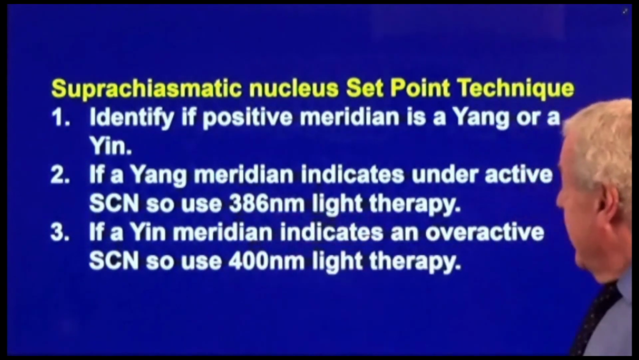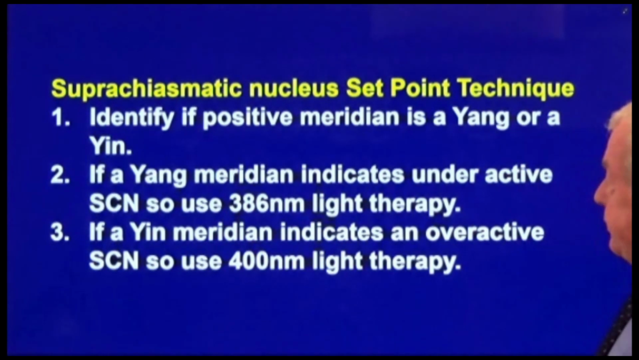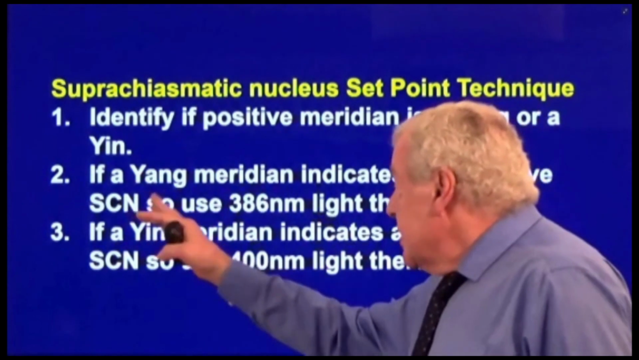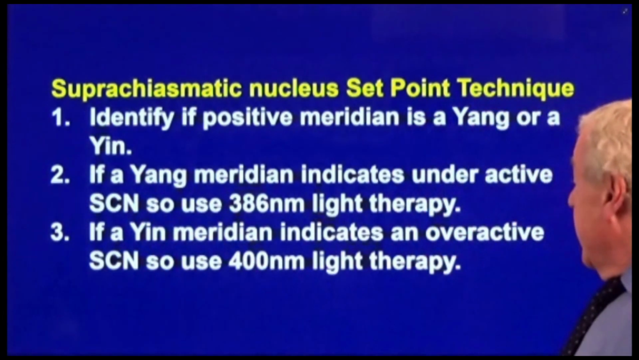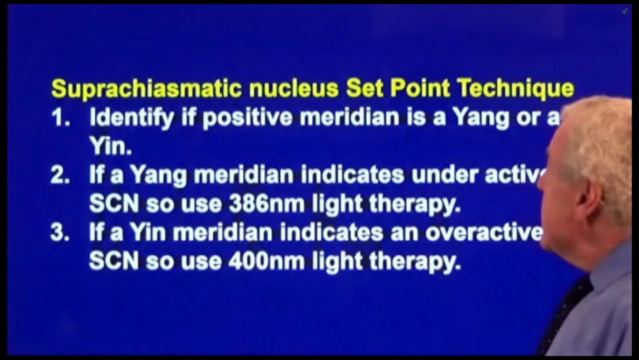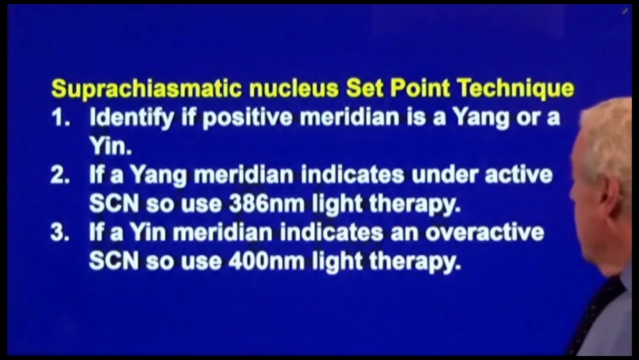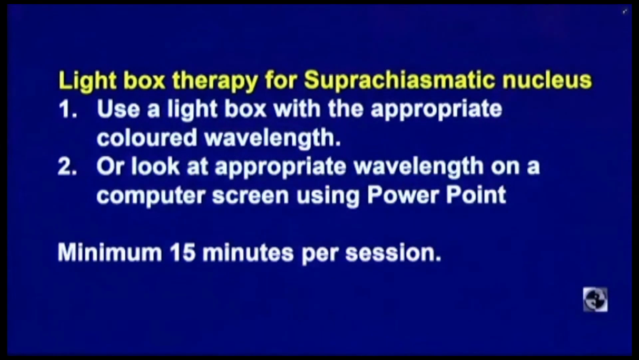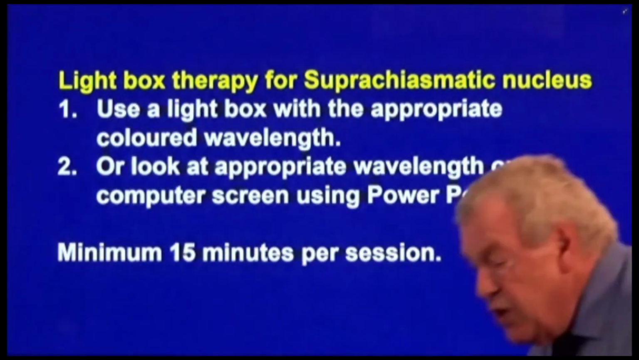So those two wavelengths have been discovered to stimulate or inhibit the suprachiasmatic nucleus, in other words, to reset the point of their firing so that they increase or decrease their hormone production. So there's the 400 nanometers, which we use to treat the suprachiasmatic nucleus when it's overactive, and 386 to treat the low levels of the suprachiasmatic nucleus expressions. So we can do two things. We can use a light box.